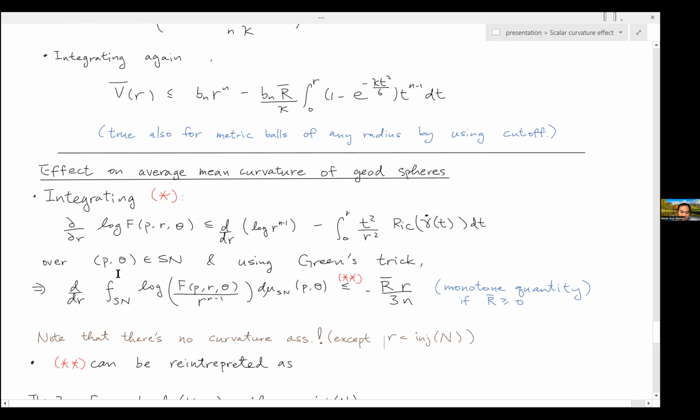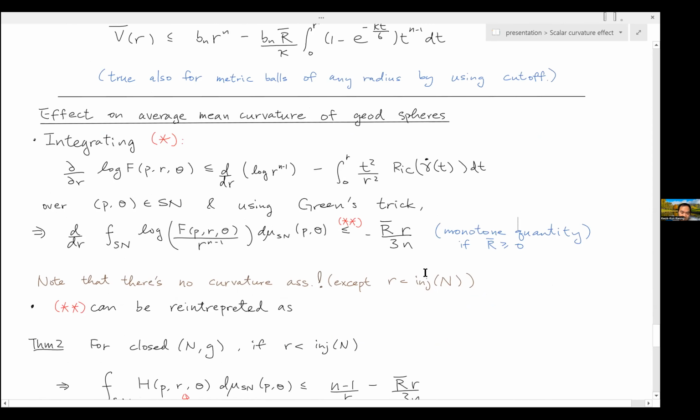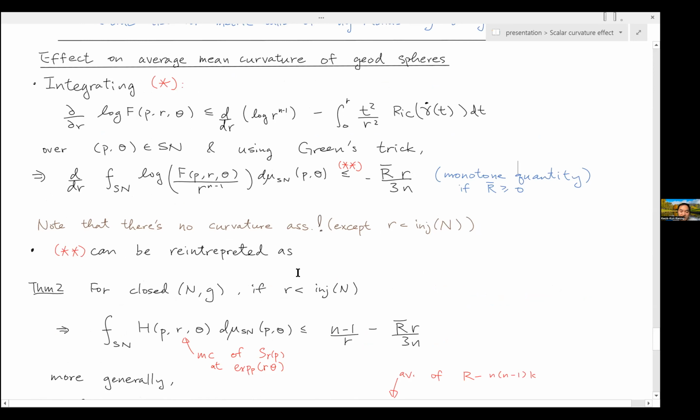So this can be regarded as a certain monotone quantity, because on the left-hand side, I don't exactly know the geometric meaning of this integral. But on the right-hand side, this is just basically this average scalar curvature. So if the average scalar curvature has a sign, let's say non-negative, then it will become a decreasing quantity. So I think this is quite interesting. And also this can be regarded as the mean curvature comparison, but in the average sense.